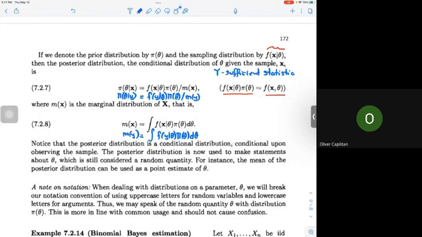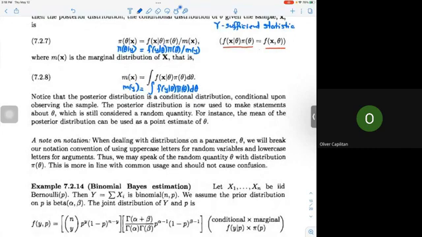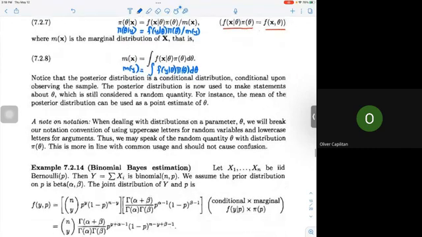So let us illustrate this using our example. We have the binomial Bayes estimation. Take note, for us to be able to estimate our unknown parameter theta, we're going to find first the posterior distribution, and the mean of that posterior distribution would estimate the unknown parameter theta.